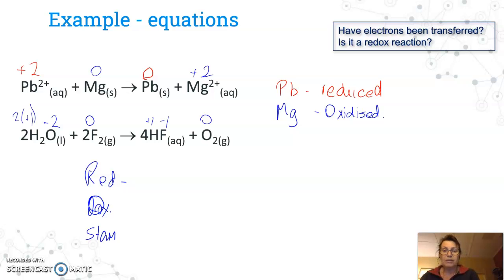Hydrogen, +1, +1, no change. So there's no reduction, so we'll put the hydrogen in here. Oxygen has gone from -2 to 0, so therefore it has been oxidized. And the fluorine has gone from 0 to -1, and it has been reduced, so that fits into that one. Okay, and therefore it is a redox reaction.